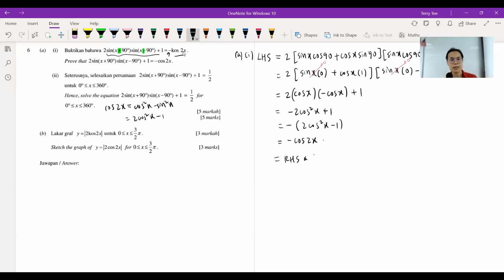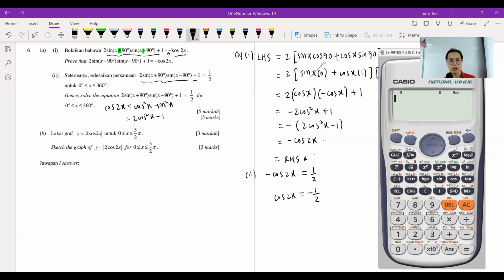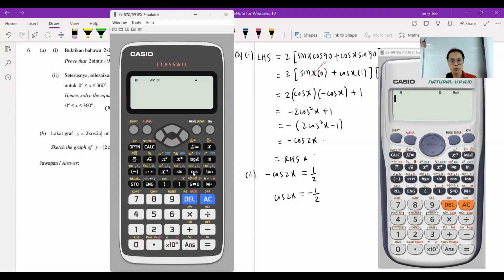Now, seterusnya, selesaikan persamaan ini. So we know the whole thing plus 1 is now half. And this whole thing is negative cos 2x equals to 1 over 2. So cos 2x will be, take the negative, bring it over, negative half. I hope you remember how to solve this type of equation. We press shift cos. This is in degree, darjah. So 1 over 2. Find out your reference angle, sudut rujukan.